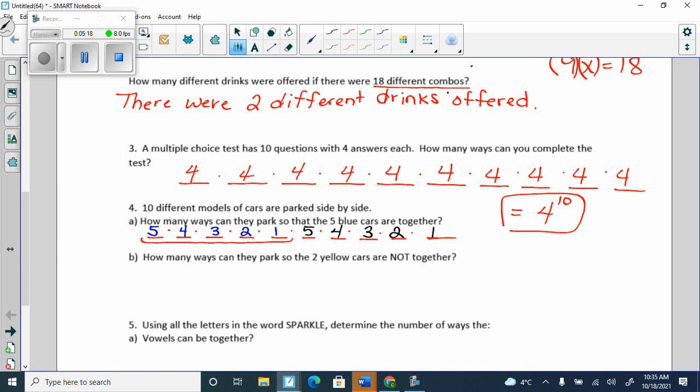Now, if I said blue cars together at the front, I'd be done, right? So you have to read. Sometimes people read blue cars together and they move them always all the time and get the answer. Remember, if it said blue cars together at the front, or if they were at the back, this would be the answer. I'd be done. So you have to read thoroughly what it's asking you for. This one, however, says blue cars together. It doesn't say at the front or at the back. So we have to be able to move them, correct?